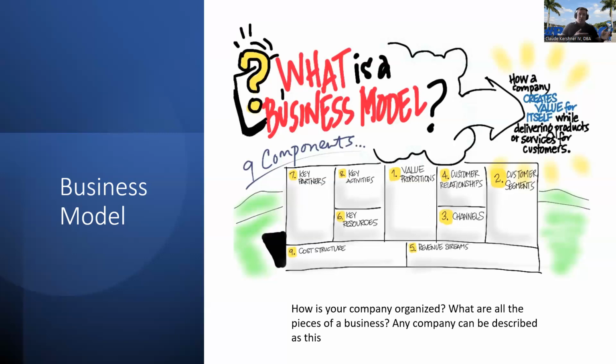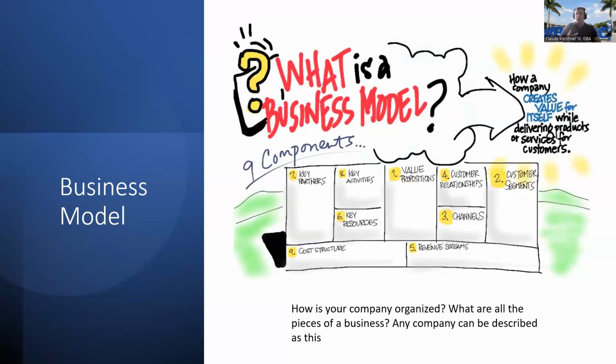Number three is its channels. How do we get our products and services to our customers? Pretty straightforward. Our customer relationships focuses more on getting customers, keeping customers, and growing customers. Our revenue streams is really how is this business creating or generating revenue? What is the model or the strategy it's using to charge its customers for its services?